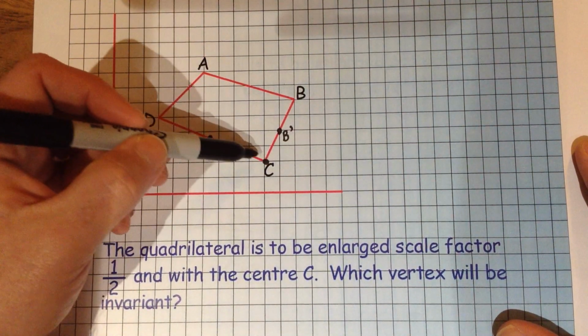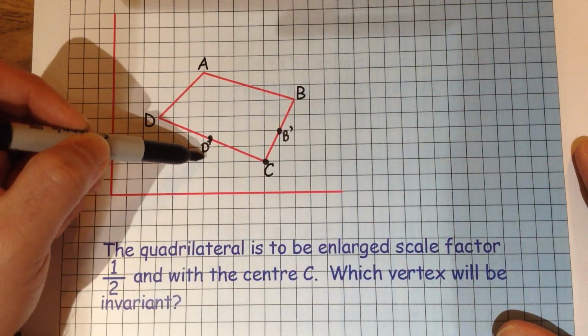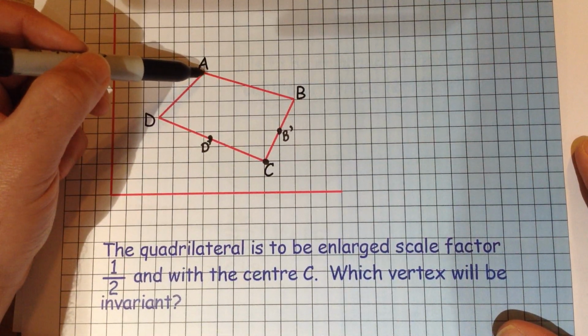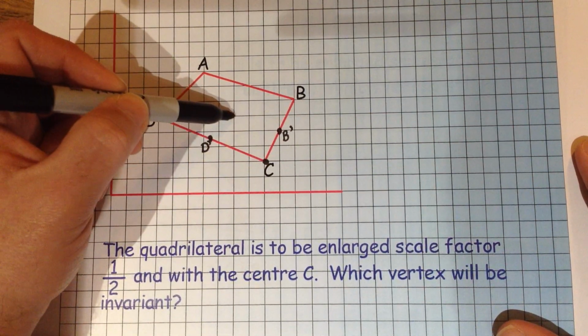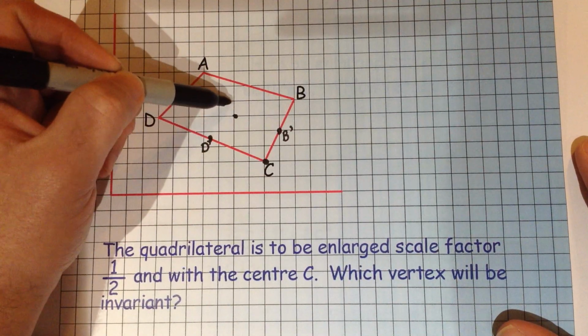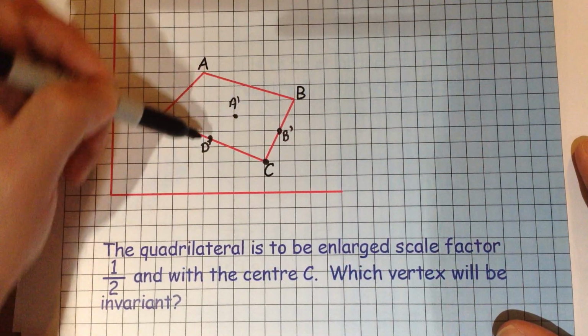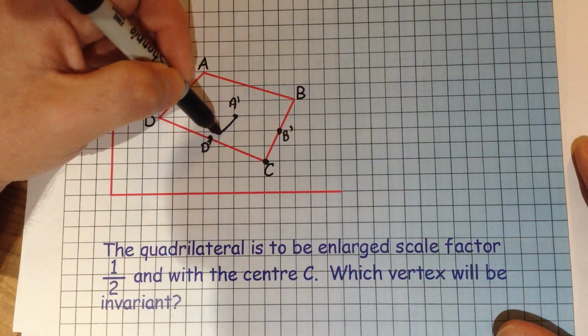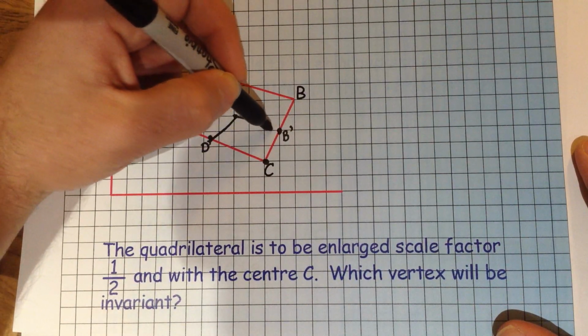And A up here. Well, A is along 4 and up 6, so it would now become somewhere here, so along 2 and up 3, so A dash. So the new shape would look something like that.